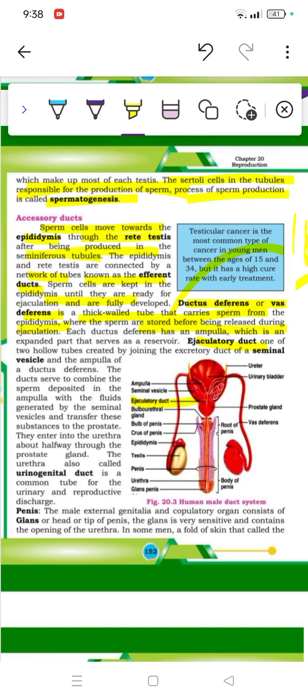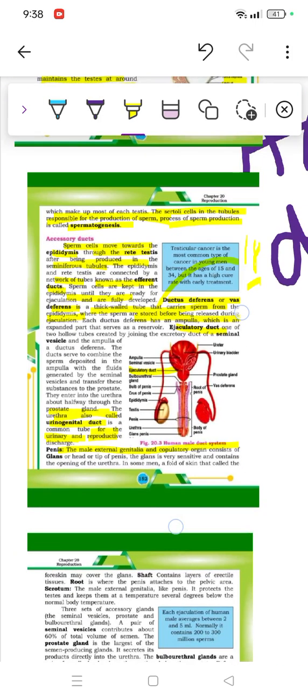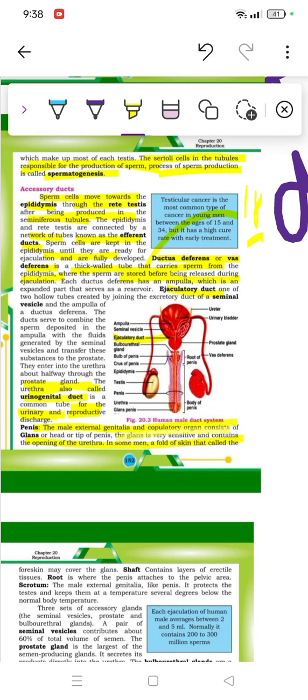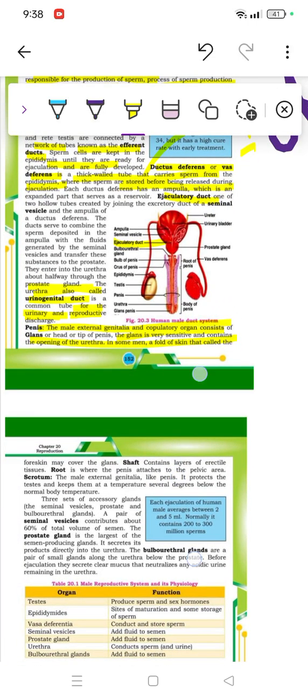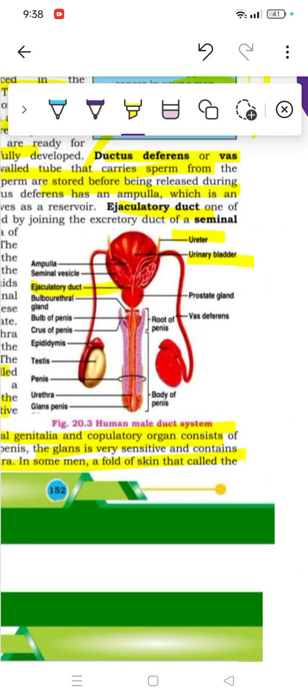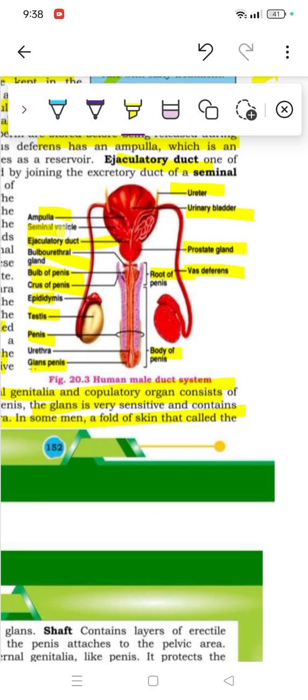Then we have the urethra, also called the urinary genital duct. Why is it called this? Because it carries both urinary and reproductive discharge, both systems. Then the penis, whose head or tip is called the glans, is quite sensitive. Then you can see this structure: the ureter, urinary bladder with the prostate gland, vas deferens, root of the penis, body of the penis, and the testes, epididymis, bulb, and ampulla. I'm sure this is clear to you.